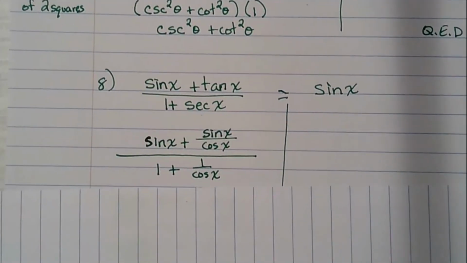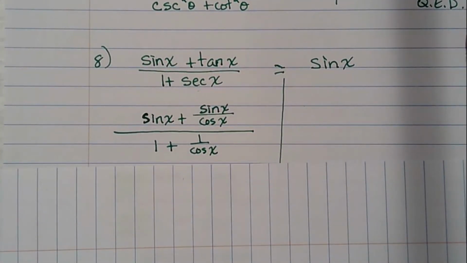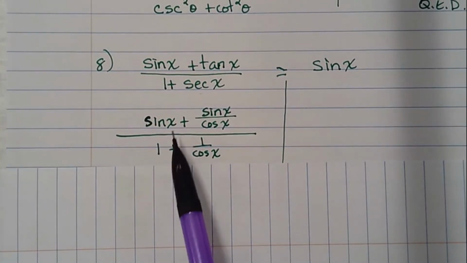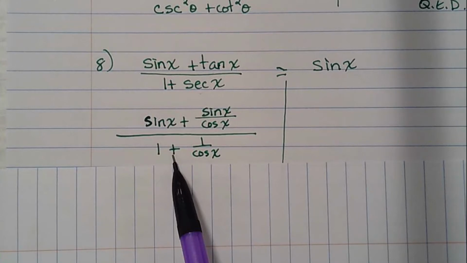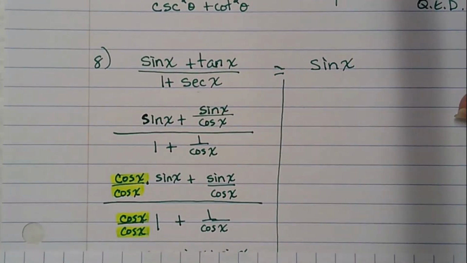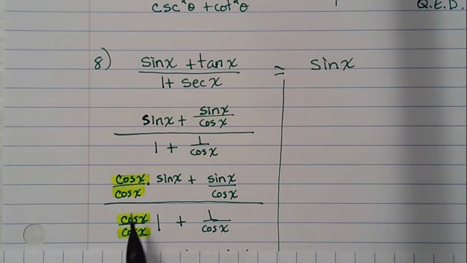All right, so now I'm here. And now I need to look at my operation. I'm adding, and here I'm also adding. So in both cases, I need common denominators. So to get my common denominator, I need to multiply this fraction by cosine over cosine. Leave this one alone. I need to multiply this fraction by cosine over cosine. Leave this other one alone.